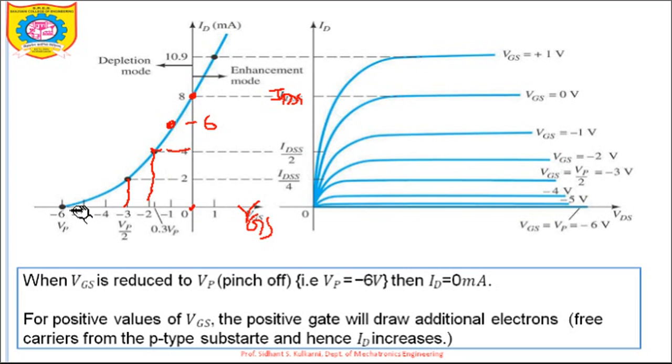If we go on increasing, and let's say VGS is equal to VP equal to minus 6 volt, at this value of the gate to source reverse bias voltage, the drain current becomes approximately equal to 0, and we say that pinch off has occurred. This pinch off occurs at minus 6 volt. Therefore, the pinch off voltage for this particular MOSFET, VP, is equal to minus 6 volt, so VGS equals VP equals minus 6 volt. Why is it represented with a minus sign? It is represented with a minus sign since it is a reverse bias voltage.